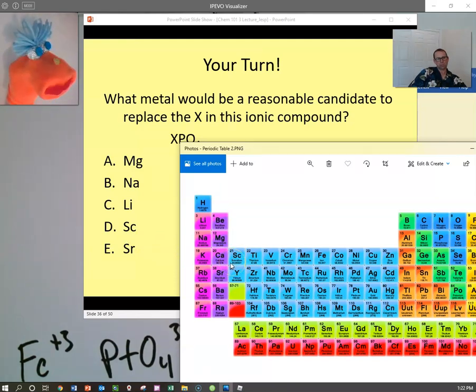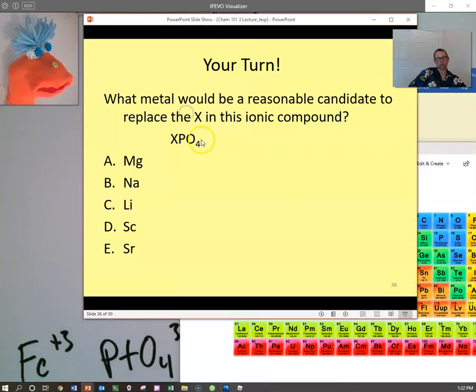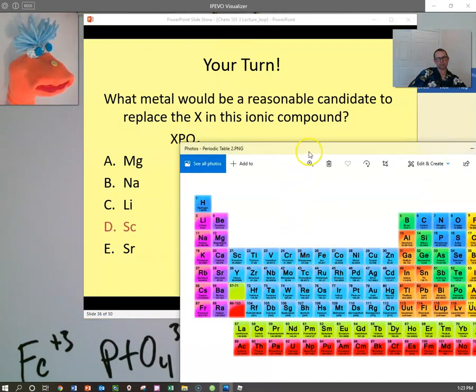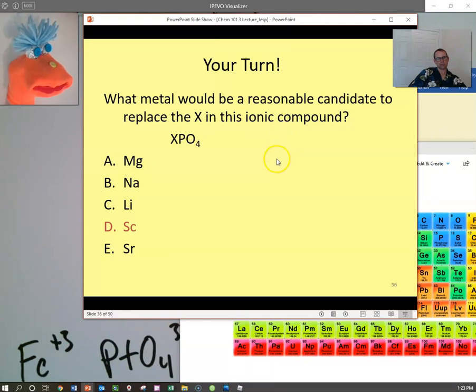So it's a transition metal. It might be a +3. Let's see. What's the last one? SR. What's that? That's strontium. That's right here, 38. Strontium. Okay, so that's just a +2. So it can't be A, B, C, or E. And scandium is a transition metal, so it could be D. That's right. D would be a reasonable metal because it could be a +3 charge as a transition metal. All right, very good.